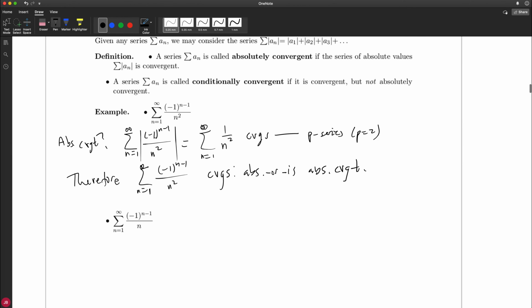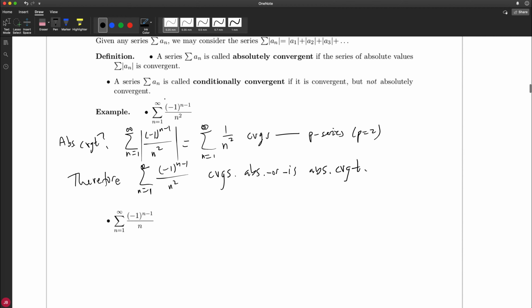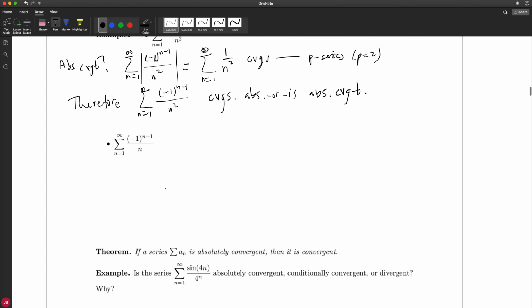But what I want you to think about is how would you show that this series converges without using the fact that it's absolutely convergent? Maybe use AST. It's not necessary. We already know that it converges absolutely, but it is something to keep in mind. Okay, so let's come over here to this second example.